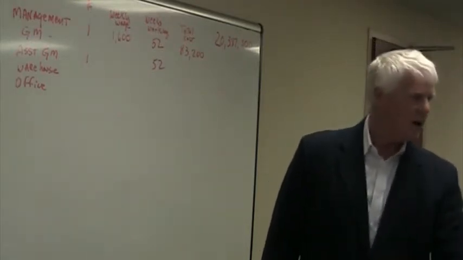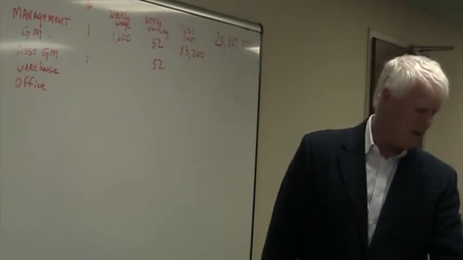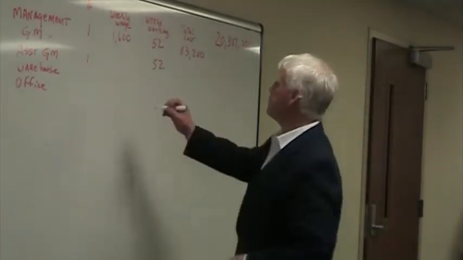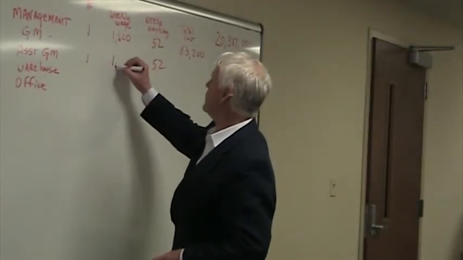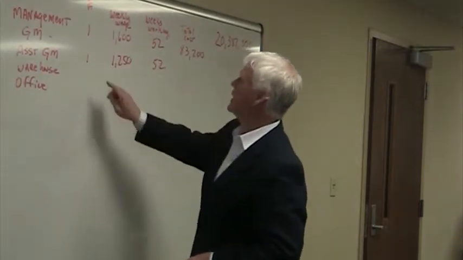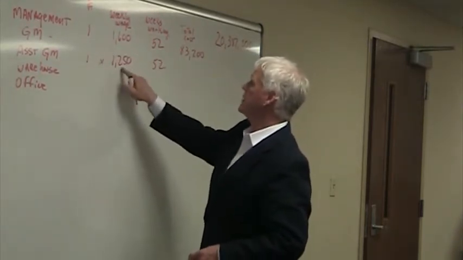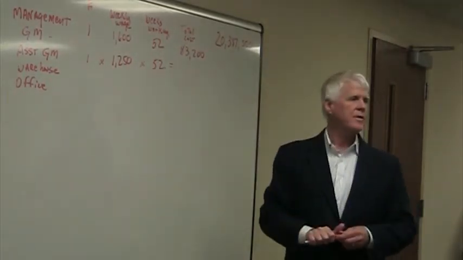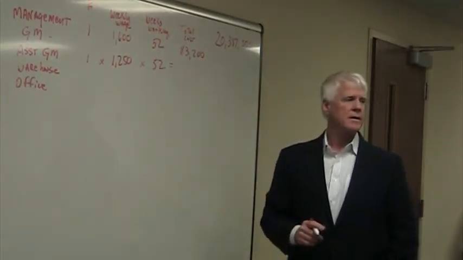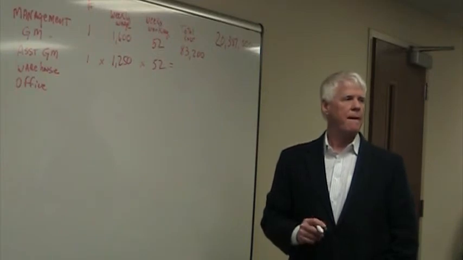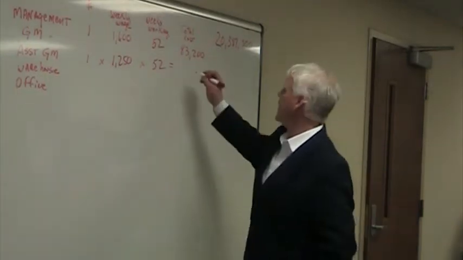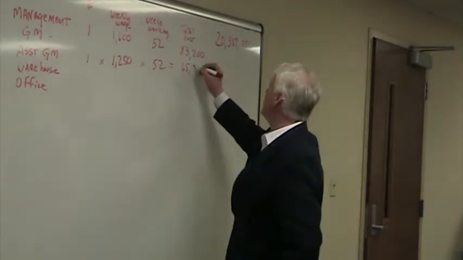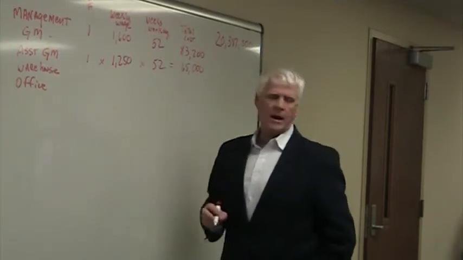So in this scenario, case history A in the book, we have a general manager, one assistant manager that makes $1,250 a week. So we take 1 times weekly wage times the number of weeks equals how much? $65,000? Even? Yes. Okay, good. Thank you, Sharon.